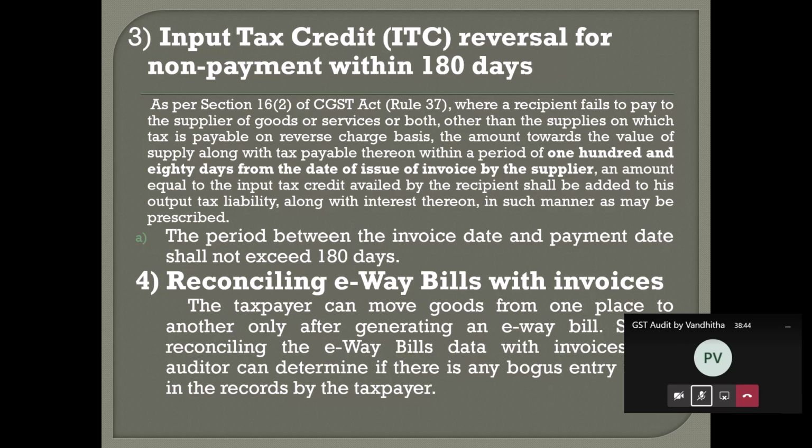Reconciling e-way bills with invoices. The taxpayer can move goods from one place to another only after generating an e-way bill. So by reconciling the e-way bill data with invoices, the auditor can determine if there are any bogus entries made in the records by the taxpayer.